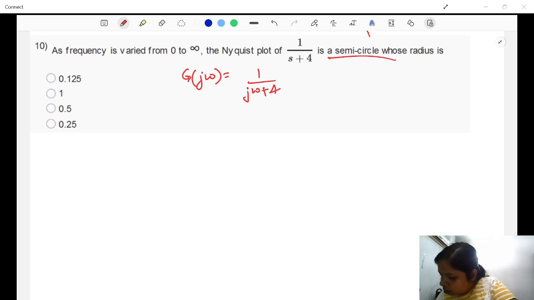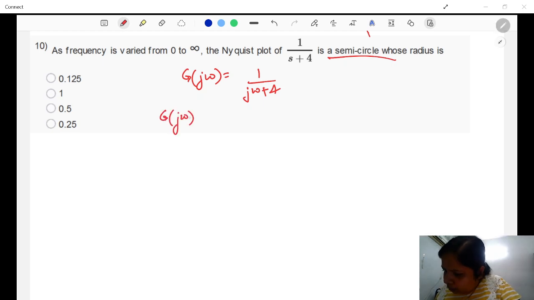Okay. So what we want is to plot the Nyquist plot, and find out what the semicircle radius is. As a very first step, we can find the magnitude, separate it into real and imaginary parts, and then work out the Nyquist plot. Basically, we have to see what is happening at omega equal to 0 and at omega equal to infinity.